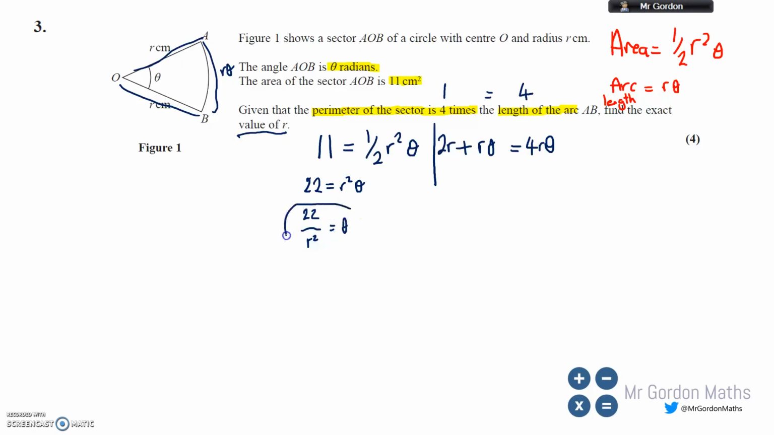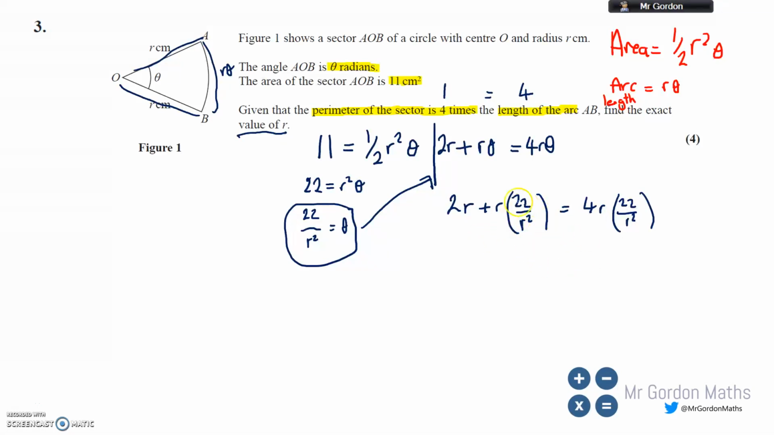So here we go. We have our substitution for theta in terms of r. We can pop that into this other equation. So we've got 2r plus r times theta, which we've just said is 22 over r squared, which equals 4 times r times theta, which is 22 over r squared.